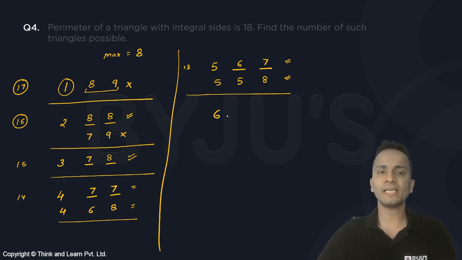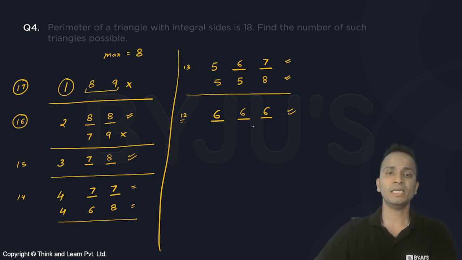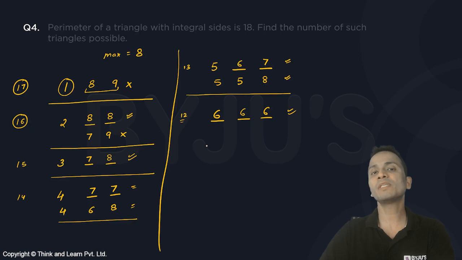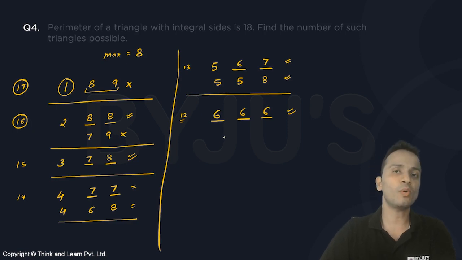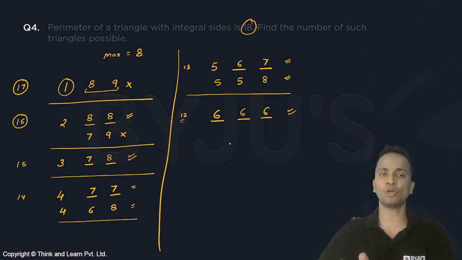Next, with the side 6. So I have 12 as the sum remaining. The other two sides can be 6 and 6. So if 6 is the minimum side, I cannot reduce any other side further. So this is another possibility. Now after this, if I assume minimum side as 7, the minimum perimeter required is 21, but the perimeter is 18. So I'll stop here. These are all the cases.